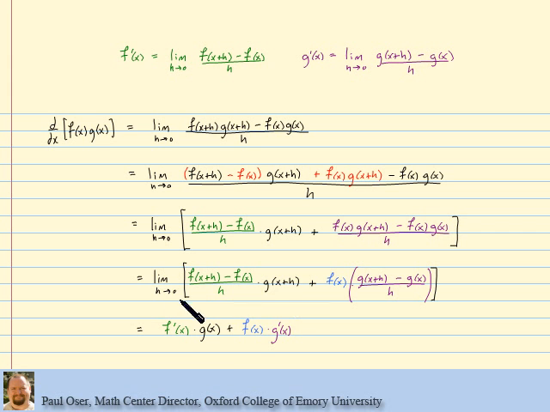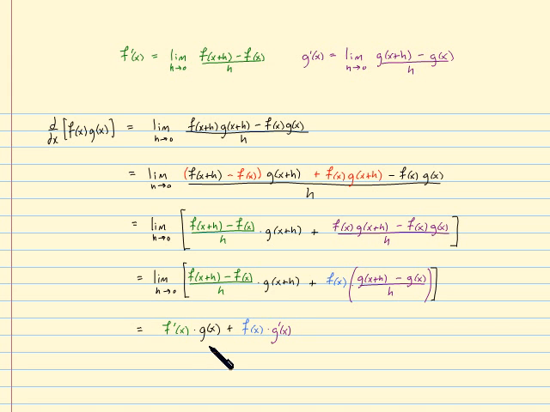Will we be able to simply plug in 0 and get g of x? That would give us f prime of x times g of x plus f of x times g prime of x. Wouldn't that be wonderful? That would be nice, but let's make sure our intuition agrees with reality.